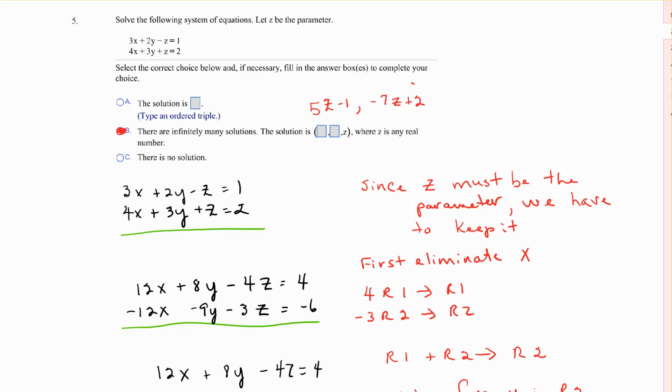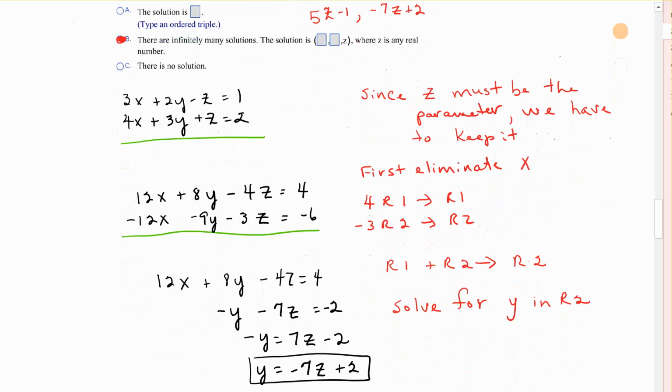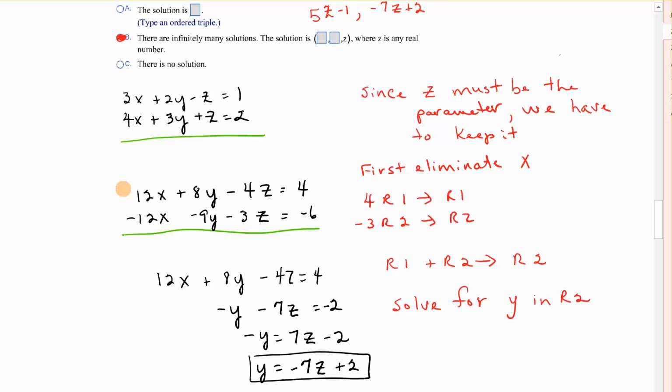We don't eliminate it. We could look here, and it looks like, oh, that'd be great. We could add these two, and we would get rid of z, but we need to keep it, so that's not going to happen. Let's first eliminate x. All right, if we multiply row 1 by 4 and add it, that's going to become a new row 1. So I've done that there.